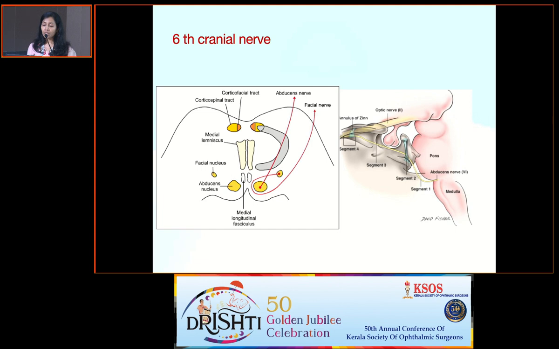The sixth cranial nerve nucleus is located at the pons, and it's also related to important structures like the facial nucleus, facial colliculus, medial longitudinal fasciculus, and the corticospinal tract. So depending upon the site of involvement, there will be associated features like facial nerve palsy or fifth nerve involvement. Once it comes out of the brainstem, at the CP angle, it's closely related to the 7th, 8th, and 5th cranial nerves, and it goes up and reaches the petrous temporal bone where it's related to the trigeminal, and then pierces the dura into the cavernous sinus and into the orbit.